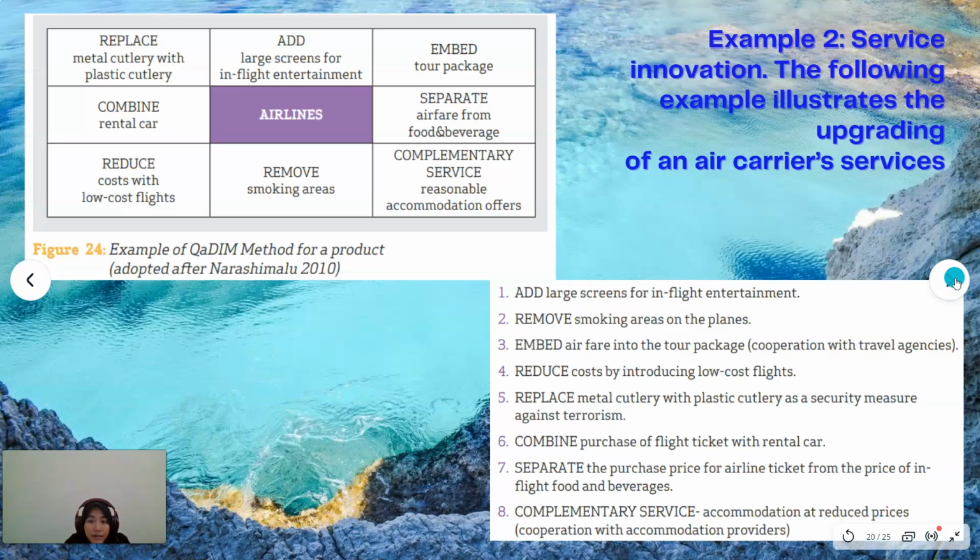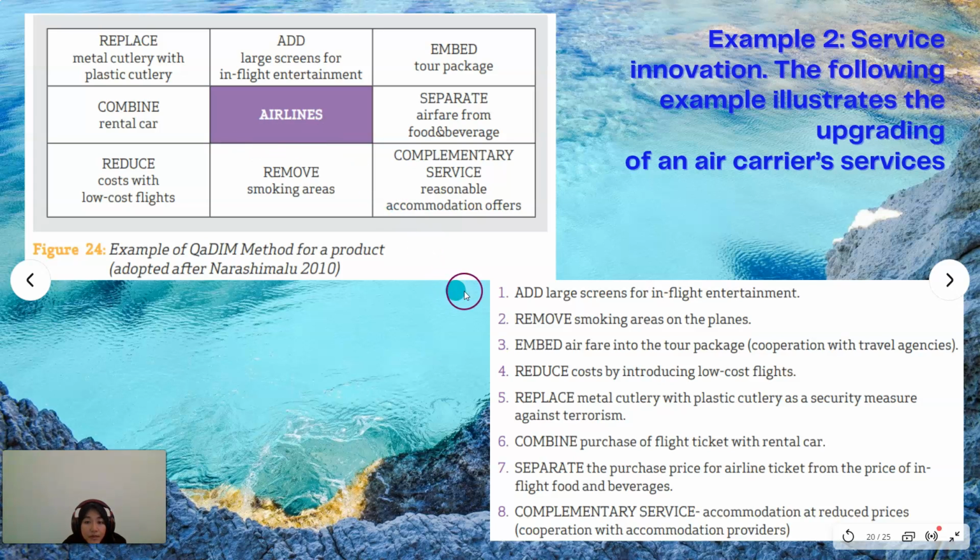Okay, now we look at another example, which is service innovation. The first one was product. So what is the service innovation that we have? We are talking about upgrading air carrier services. What do you want to add to the airline services? What are the flaws, the weaknesses that we have in the airlines?